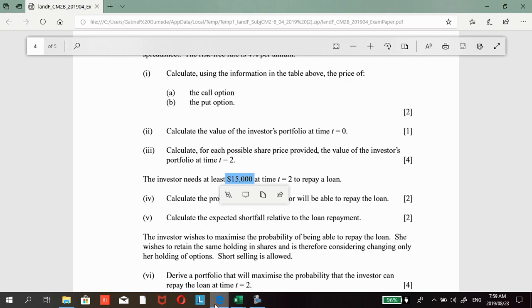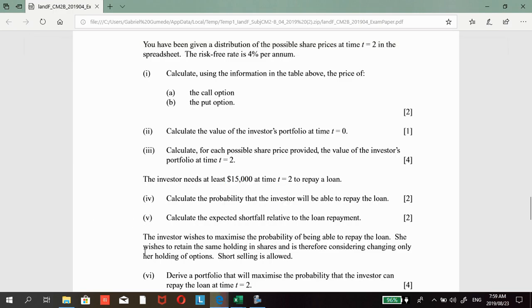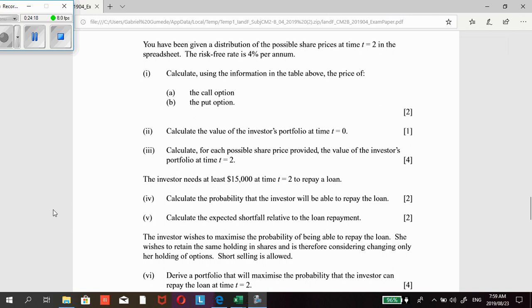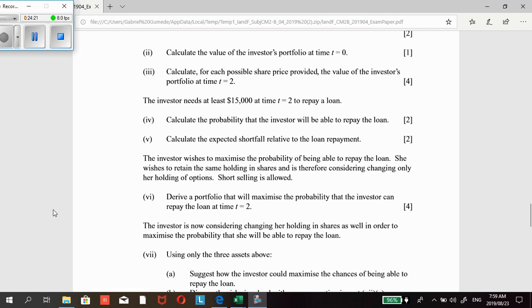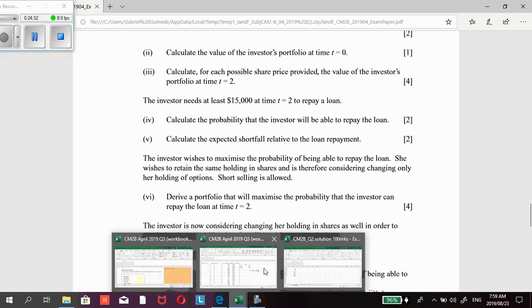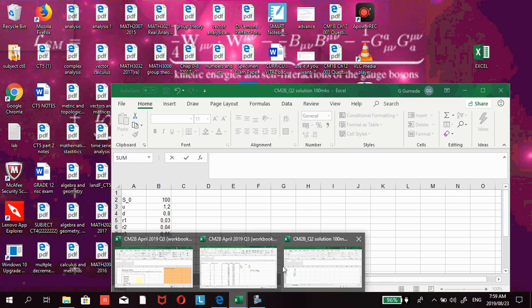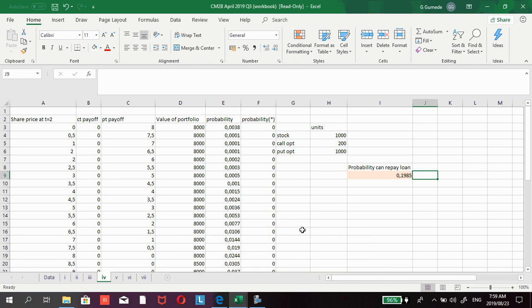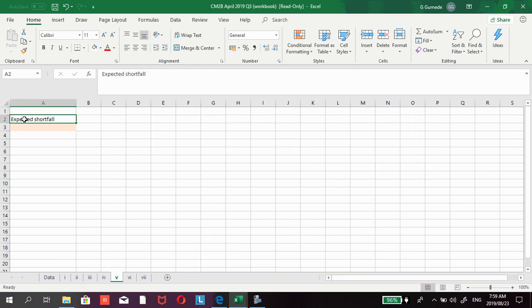Now let's look at part V of the question. Let me check time. We are still doing good on time. Now they are saying calculate the expected shortfall relative to the loan repayment. Now, if you remember the formula for the shortfall, okay, let me come here. Now I'm going to move this here, because I need my workings. I need to show the examiner my workings.